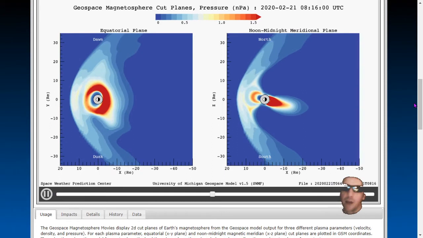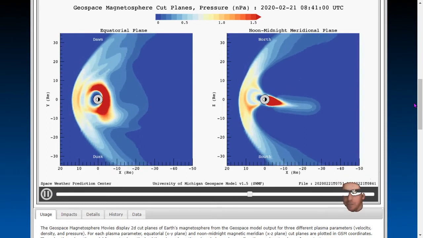And looking at the magnetohydrodynamic pressure. Most of it is located in the magnetotail.